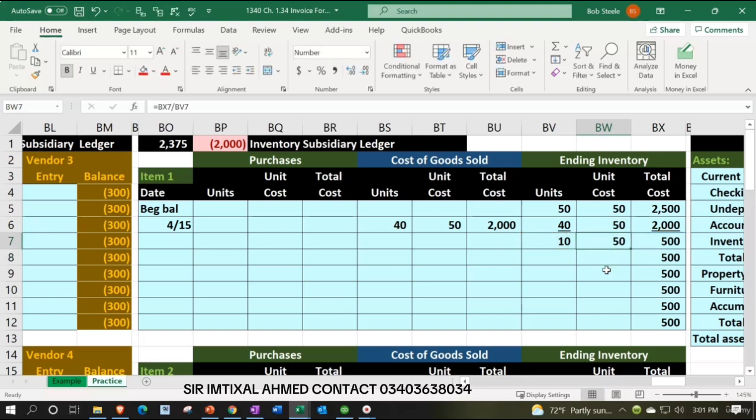So once we're done, we'll have 10 units left at $50, ending balance at $500 worth. And I'm also going to say that there's an 80% markup. So that's going to be the cost, and then there's an 80% markup. So the 2,000 is the cost.